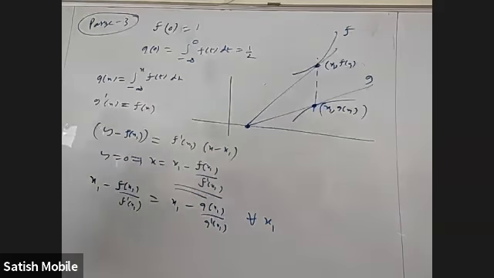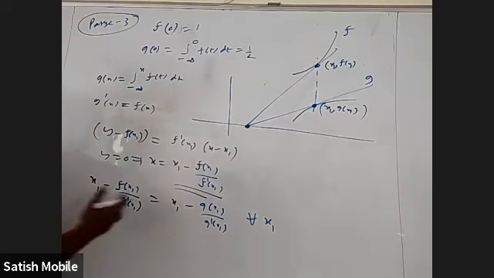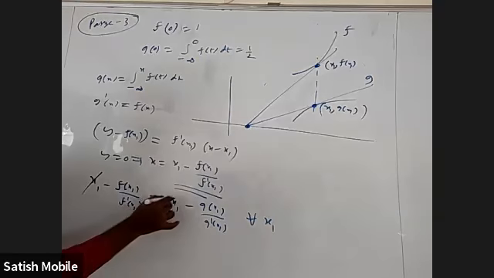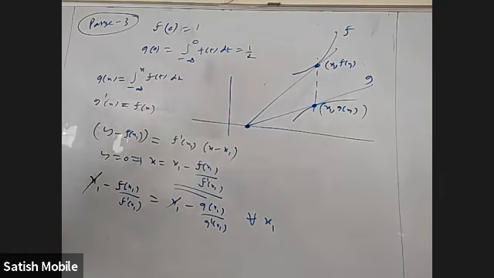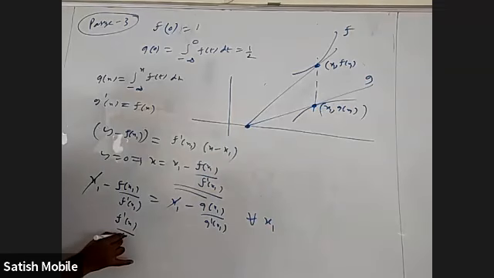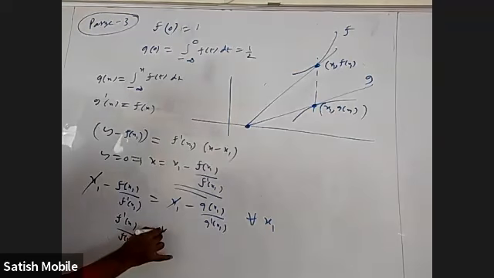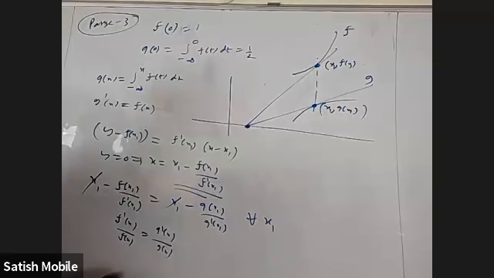For all x1. Okay. Now we have to solve this. So x1 and x1 I can cancel. I can take reciprocal. I'll get f dash x by f of x equal to g dash x by g of x. I can integrate.